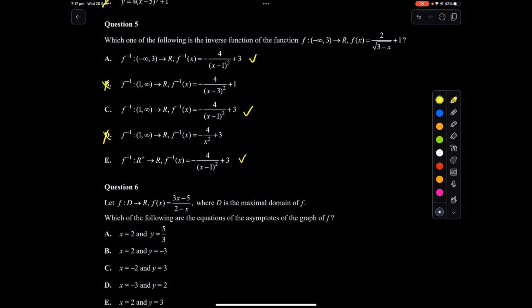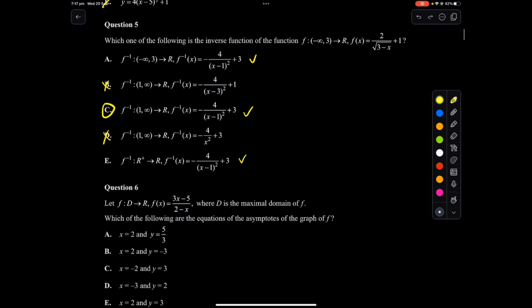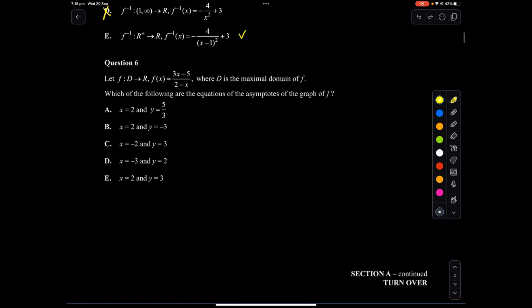Which one would that look like? C is the answer. The other one's, yeah, not this one. Sorry guys, my thing just stopped for a second. So yeah, it cannot be negative infinity to 3. It can only be 1 to infinity. Perfect.